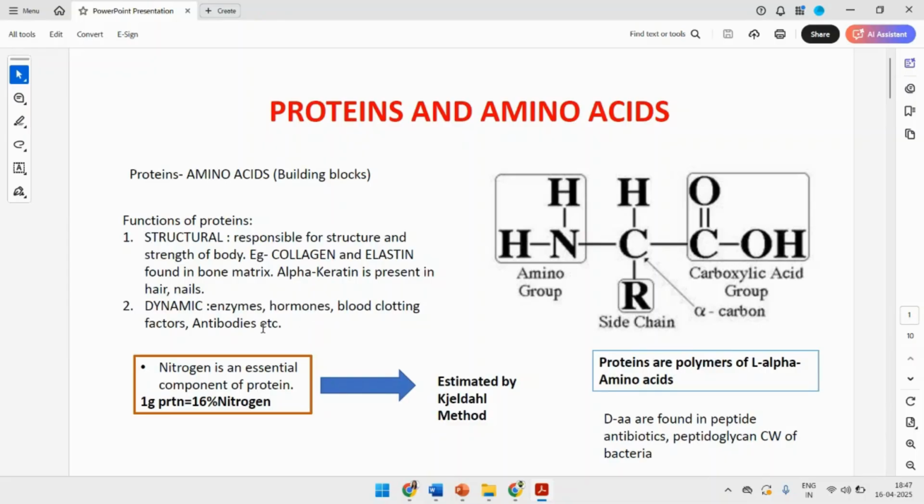Right? Now, another important thing is that nitrogen is an essential component of protein. And you have to remember this percentage: 1 gram of protein is equivalent to 16% nitrogen. And we can estimate this by which method? So this nitrogen is estimated by your Kjeldahl method. Okay, so keep this in mind.